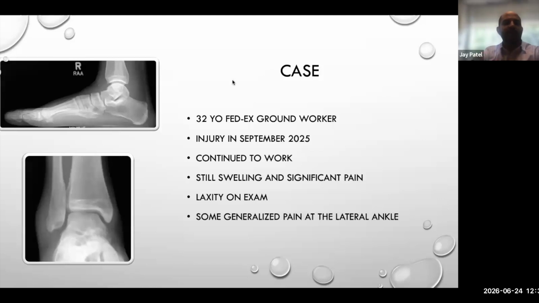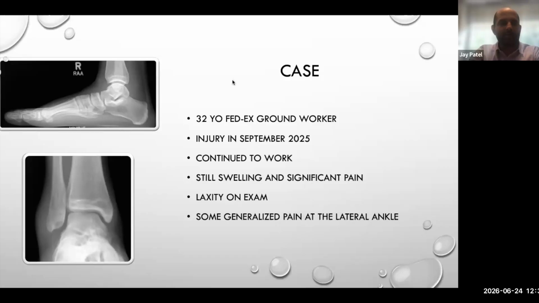So let's talk about this patient of mine. He's a 32-year-old FedEx Ground worker who had an injury in September of 2025. He continued to work, and saw me a couple of months after his injury. He still had swelling and significant pain. There was definitely a decent amount of laxity on exam, and just a generalized pain at the lateral ankle, not really able to localize, but a lot of pain. He did not have any significant treatment, right? But it's been 2 months.